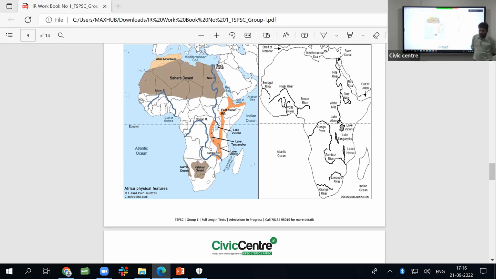Lake Victoria, Lake Nasser. Lake Victoria is the largest in terms of area. Lake Nasser. Tanganyika, the longest lake in the world.